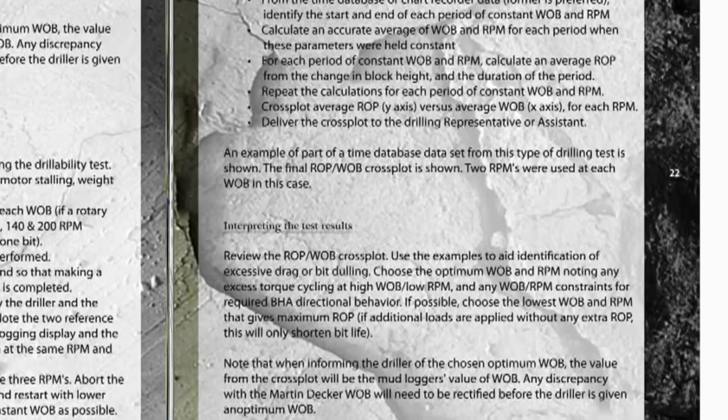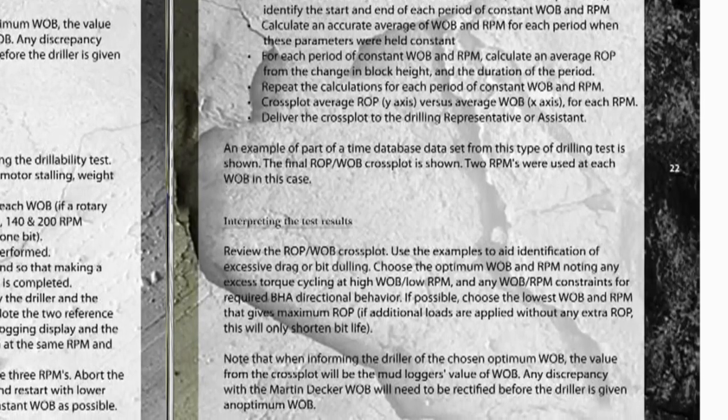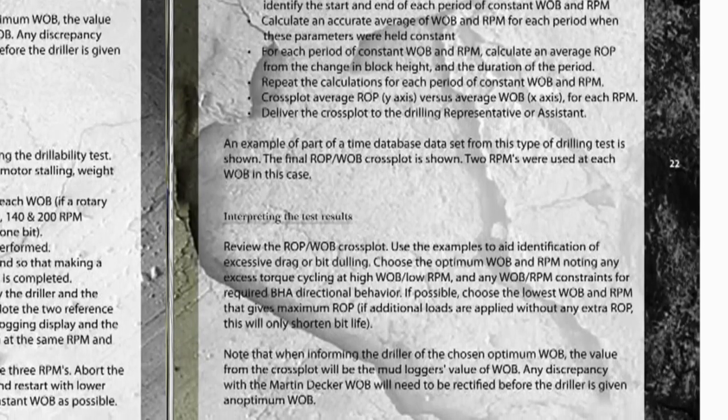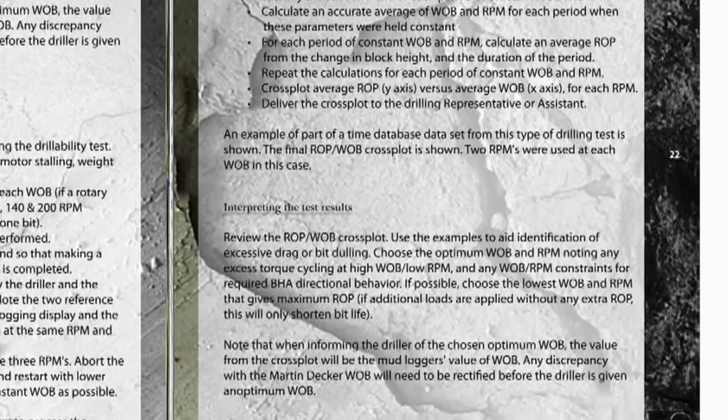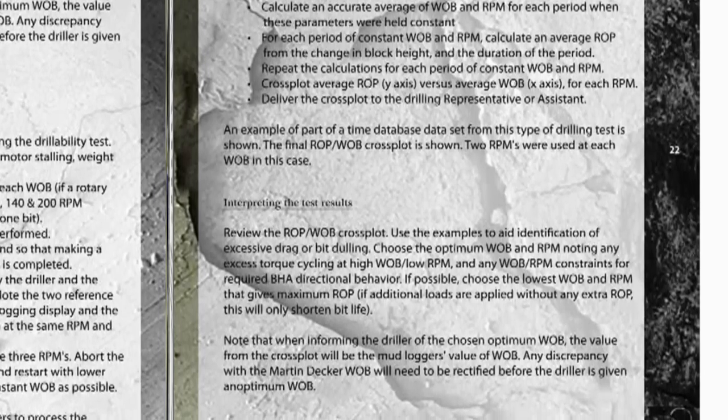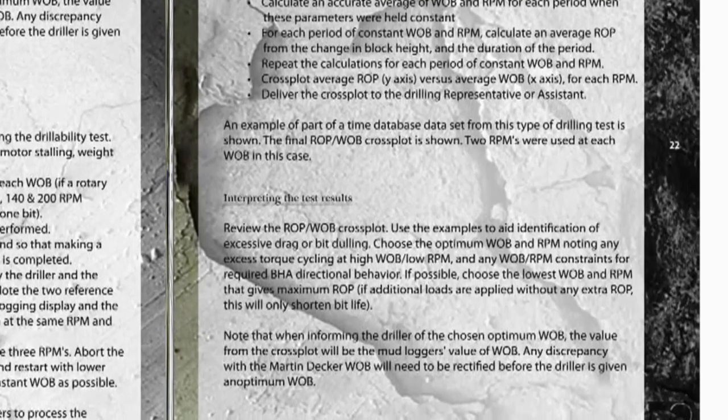An example of part of a time database dataset from this type of drilling test is shown. The final ROP-WOB crossplot is shown. 2 RPMs were used at each WOB in this case.